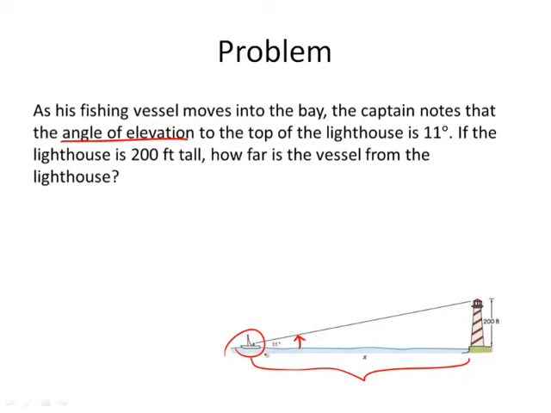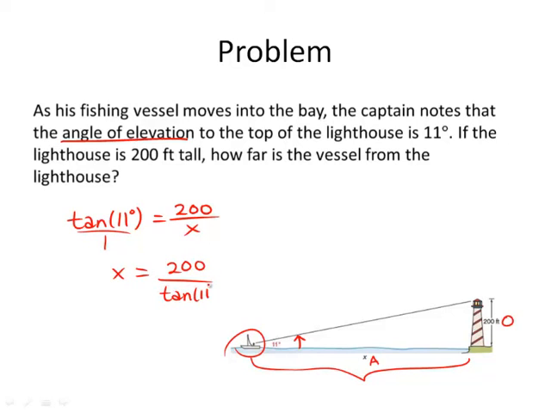Now, let's see what we can do with this. We've got 11 degrees, so 200 is our opposite, x is our adjacent. So that's the tangent ratio. So tangent of 11 degrees is going to be the same as 200 over x. Now we can solve that. Cross multiply and divide. You'll notice that x is equal to 200 over tan of 11.